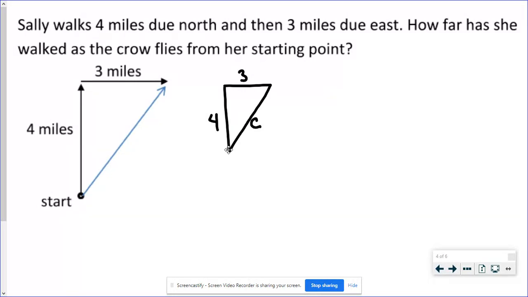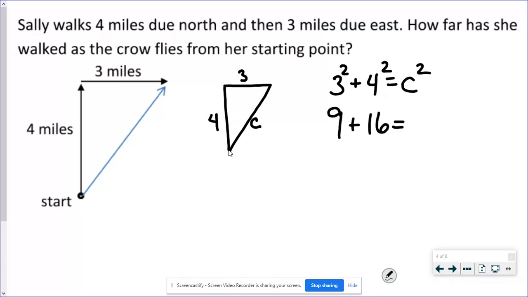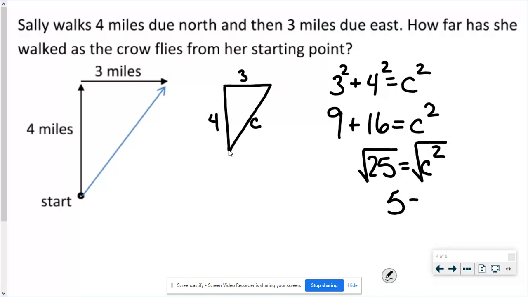When I solve this, the 3 and the 4 are the legs. So I'm going to have 3 squared plus 4 squared equals c squared. 3 squared is 9, 4 squared is 16. When I add them, I get 25, which is a nice perfect square. So when I take the square root, I get 5 equals c. And this was in miles, so she is 5 miles from where she started.